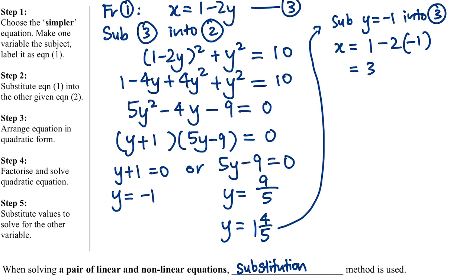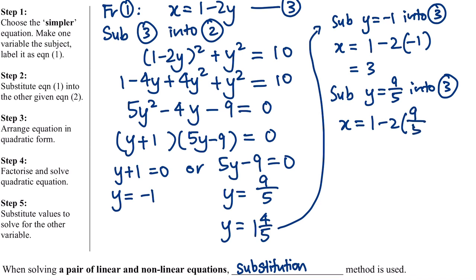All right, and next we will substitute y equals 9 over 5 into, again, equation 3, and we'll have x equals 1 minus 2 times 9 over 5, and that's going to give us negative 2 and 3 over 5.